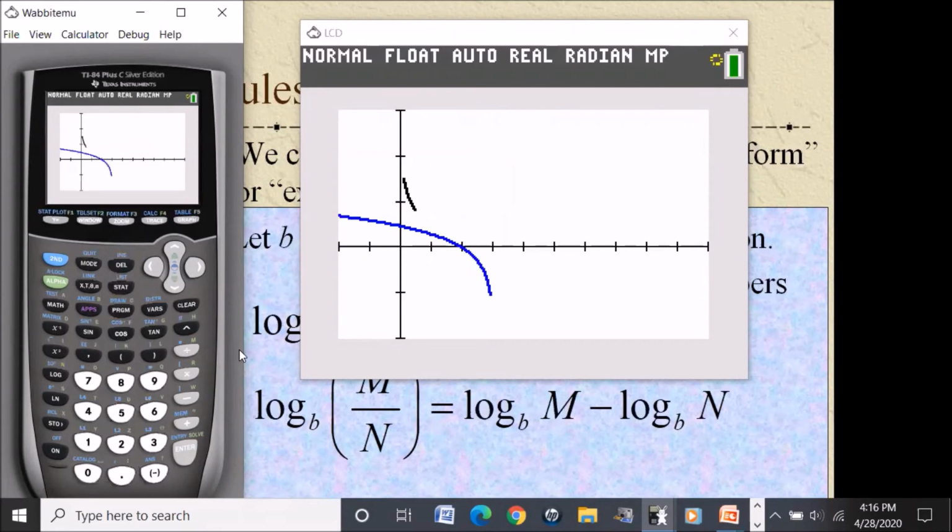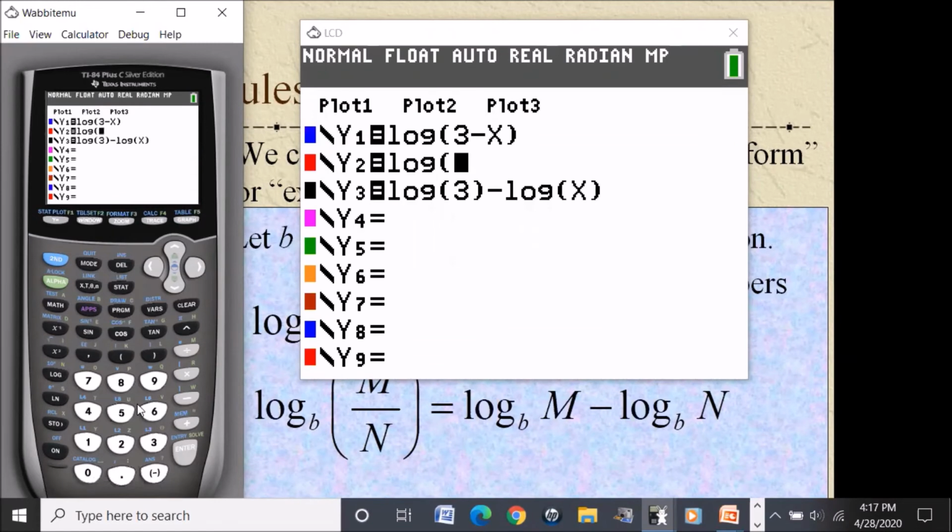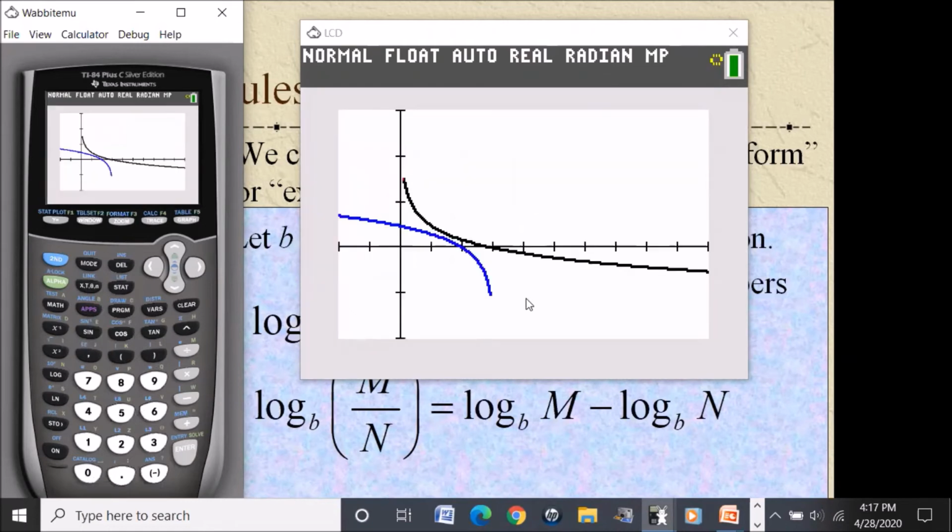This is the log of parentheses 3 minus x, and the black graph is the log of 3 minus the log of x. But if we now add in the log of 3 divided by x, we'll see that the red graph and the black graph are identical. So it's the log of 3 over x that's the same as the log of 3 minus the log of x.